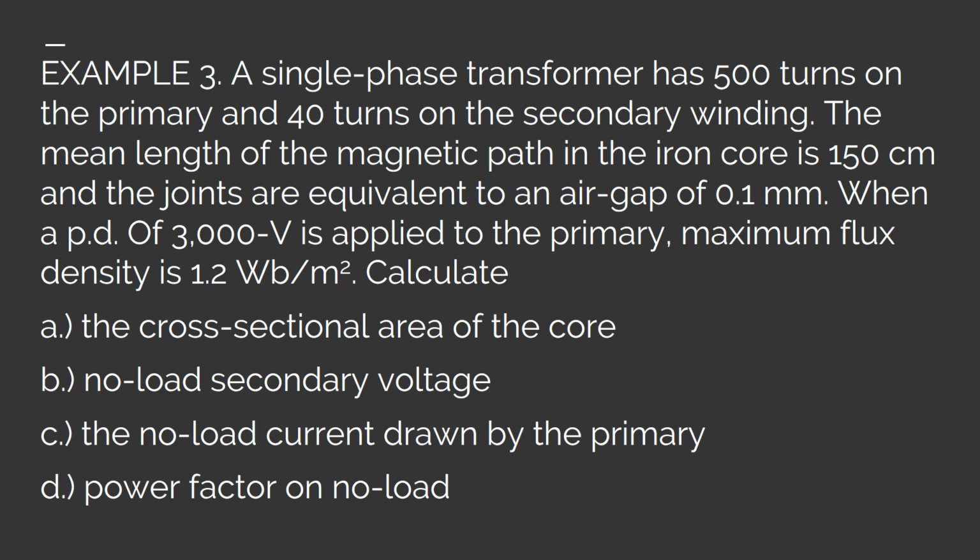For our example number 3, a single-phase transformer has 500 turns on the primary and 40 turns on the secondary winding. The mean length of the magnetic path in the iron core is 150 centimeters, and the joints are equivalent to an air gap of 0.1 millimeter. When a potential difference of 3000 volts is applied to the primary, maximum flux density is 1.2 Webers per meter square. Calculate letter A, the cross-sectional area of the core. Letter B, the no-load secondary voltage. Letter C, the no-load current drawn by the primary. And letter D, the power factor on no load.